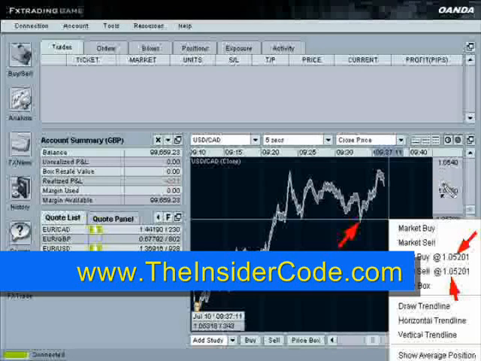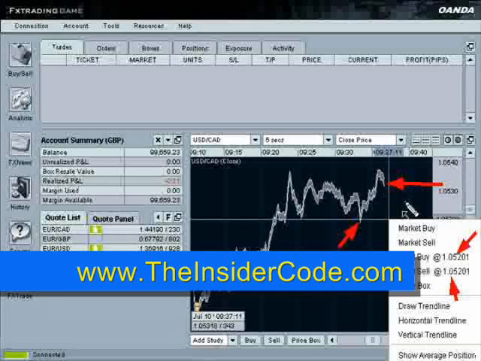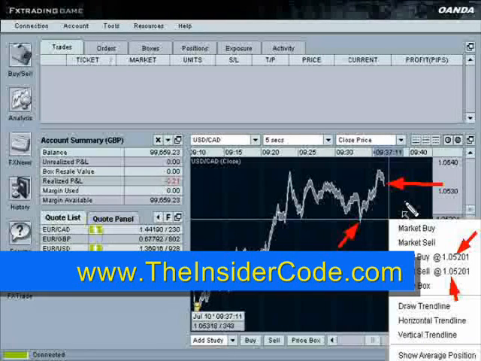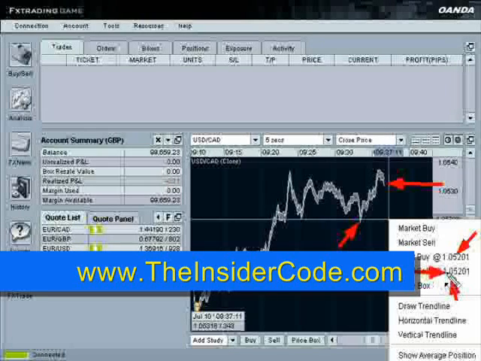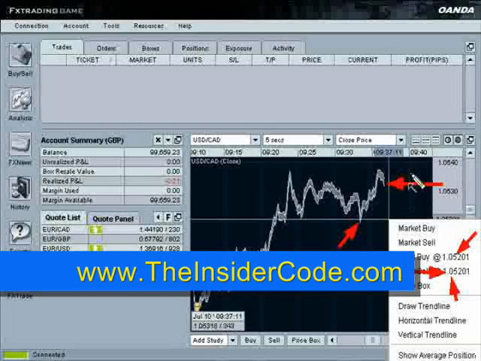But because price is much higher than that, the order would automatically get filled. Remember, a limit will fill you at that price or better. And the broker figures, hey, if you're trying to sell at 1.052 and the market's at 1.053, that's a better price. Go ahead and fill them right now. Okay?